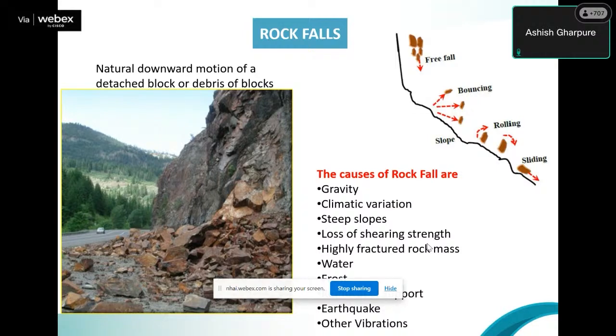More or less the causes are the same: gravity, climatic variation. Due to heat variation, also temperature variation of the surface and inside of a rock mass, there could be layers getting created, weathered layers, and then it slips. Then of course, if the slopes are steep, loss of shearing strength, if the rock is a very highly fractured mass, water is always a cause, whether it's rock or soil, frost, heave, earthquakes, other vibrations, all of these can cause failures. Next, please.